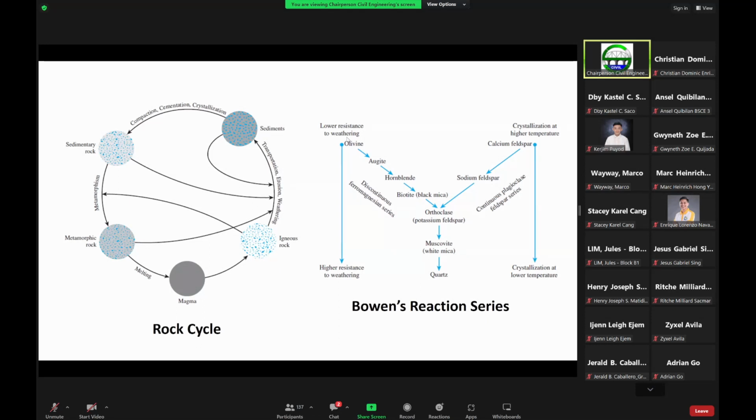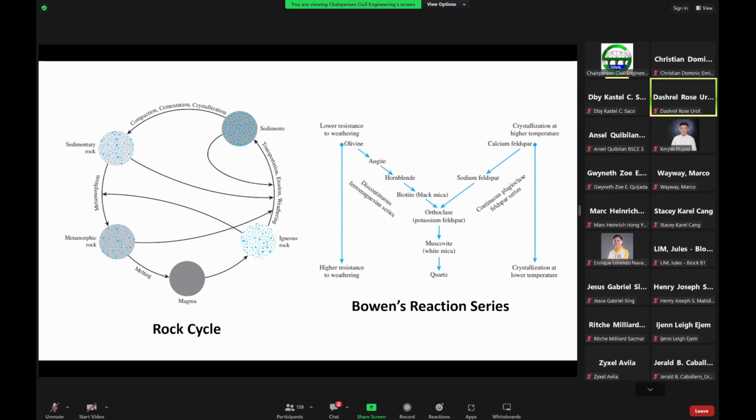Now, these minerals here are basically what you call the discontinuous ferromagnesian series, in such a way that they have the same chemical composition and the same crystalline structure.